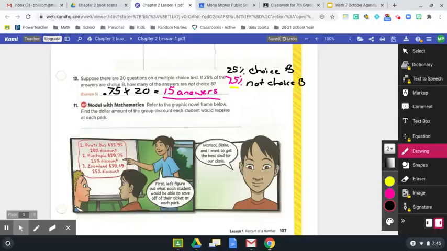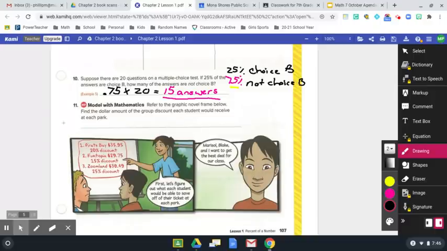So if you take a look, you've got Pirate Bay, that's for a ticket to get into that amusement park. It's $35.95, but they're offering a 20% discount. Funtopia is $29.75, but they're offering a 15% discount. And Zoomland, $38.49 for a ticket, and they're offering a 25% discount. So really, we want to see what dollar amount each group is going to save on here, and really we could look at what the better deal is going to be as well.